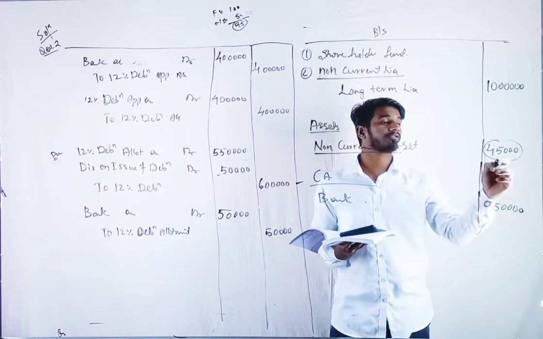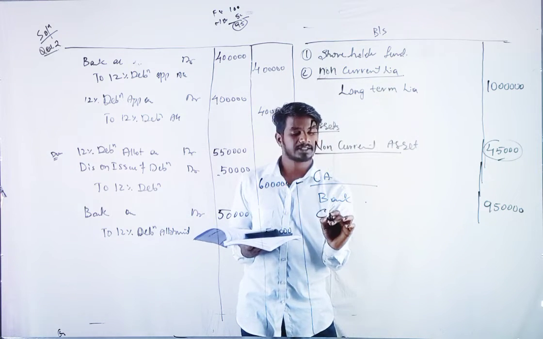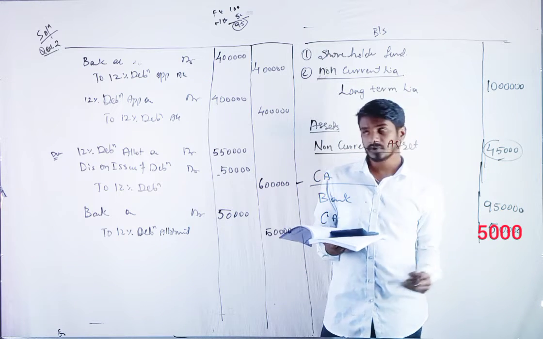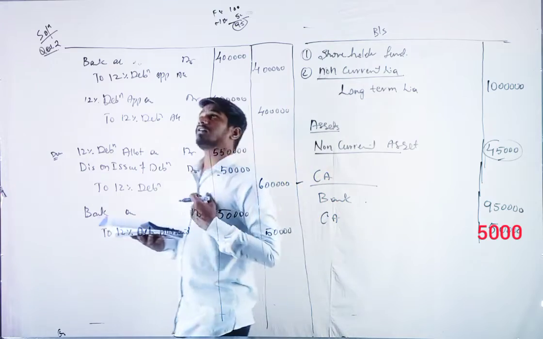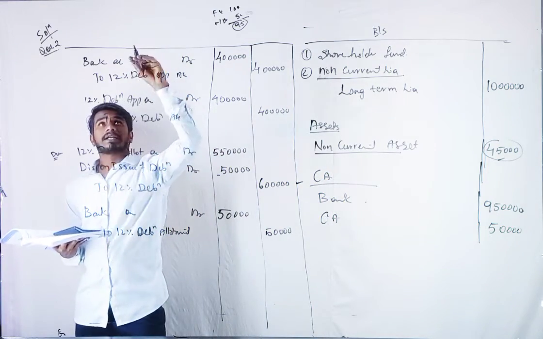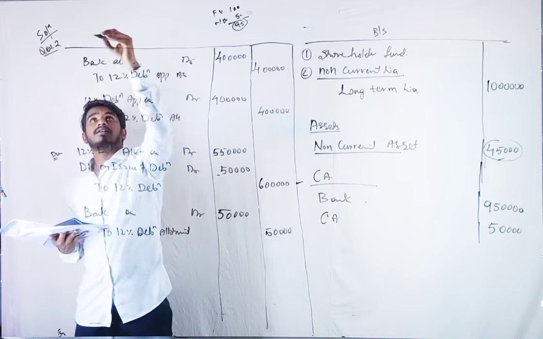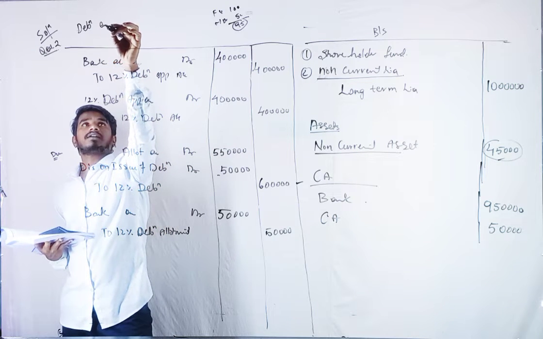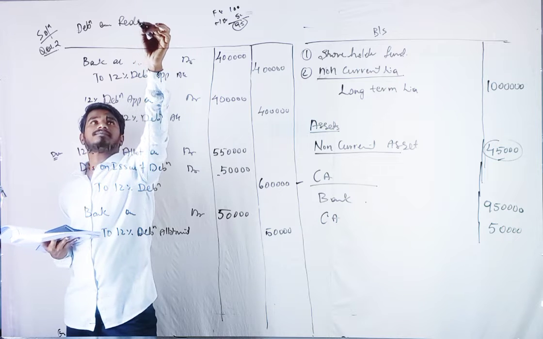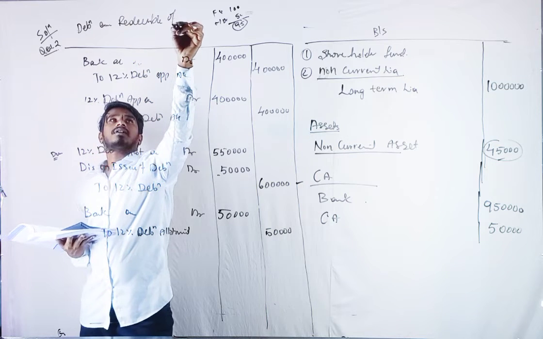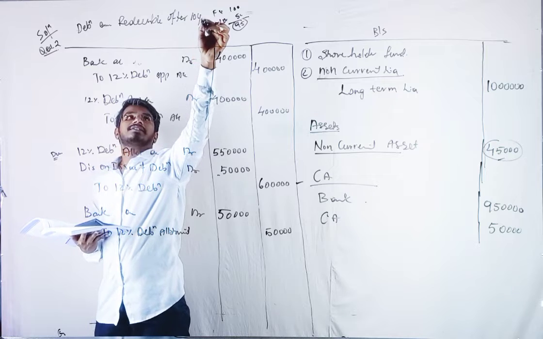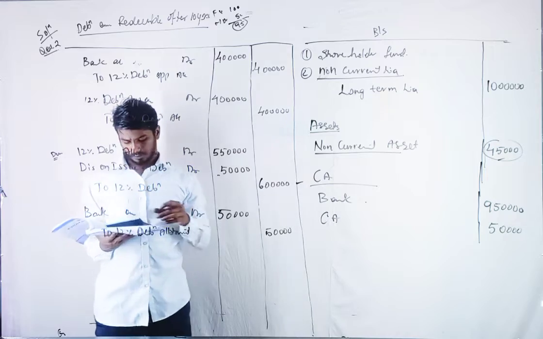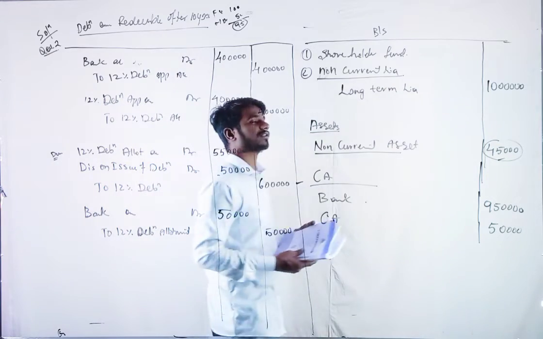Non-current asset we have shown 45,000, and in the current asset 5,000. In the question, they have missed a point: the debentures are redeemable after 10 years. Okay. How did you calculate that?